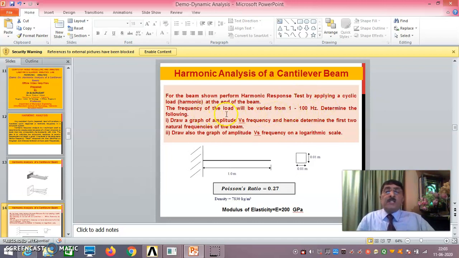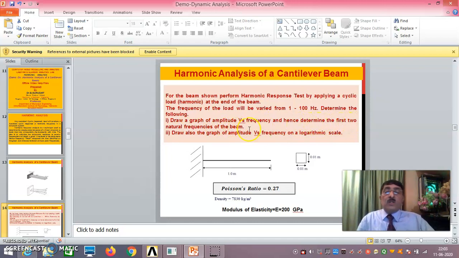But as per this problem, even in exams everywhere, they'll ask you to identify the two peaks and all that. 1 to 100 hertz you give. Determine the following. Draw a graph of amplitude versus frequency, and hence determine the first two natural frequencies of the beam.